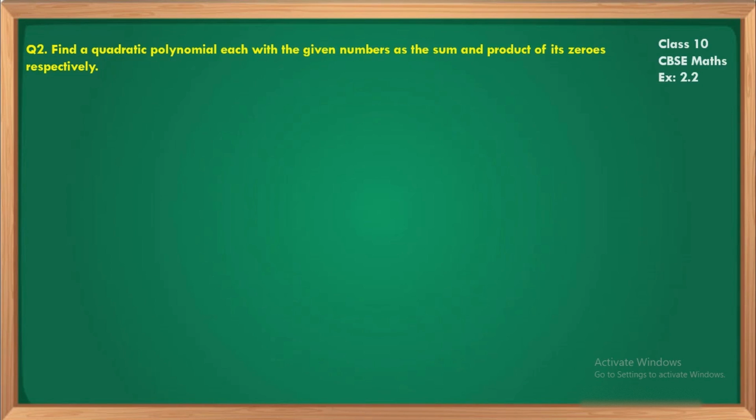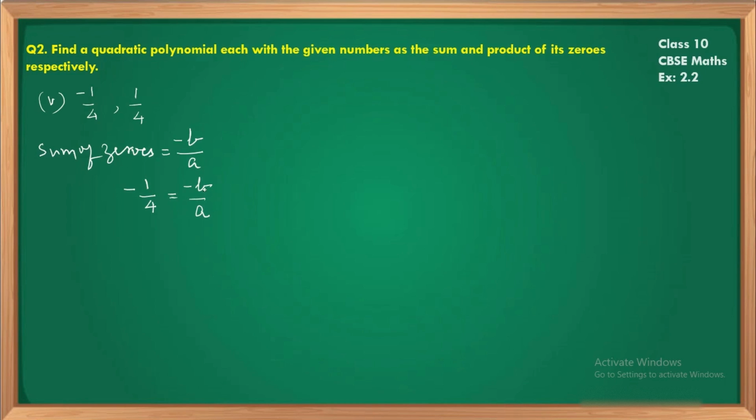Now we move on to sub question 5. The fifth question is minus 1 by 4 and 1 by 4. Sum of zeros is equal to minus b by a. Here minus 1 by 4 is the sum of zeros. Let us write down that minus 1 by 4 is equal to minus b by a.